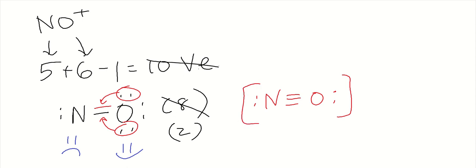Octets for both of them, and let's put a bracket around this ion, and there's your charge.